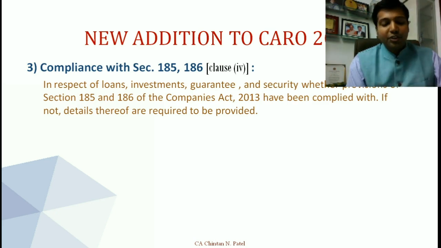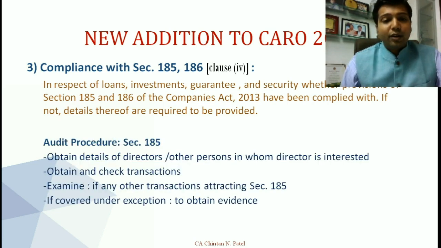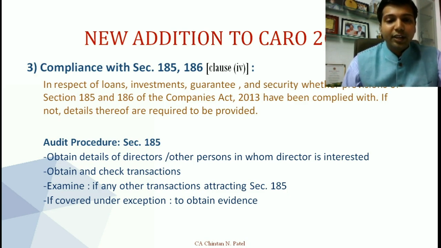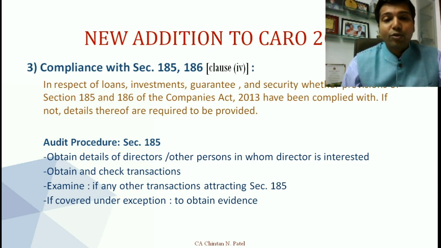Here, one thing which you need to understand is the audit procedure you need to follow for section 185. We need to obtain the details of directors or other persons in whom directors are interested. We need to check the transactions. Also, we need to see whether the transactions, if any were done, are in compliance or not. And if any non-compliance is noticed, then it is the auditor's duty to point it out in the CARO reporting.